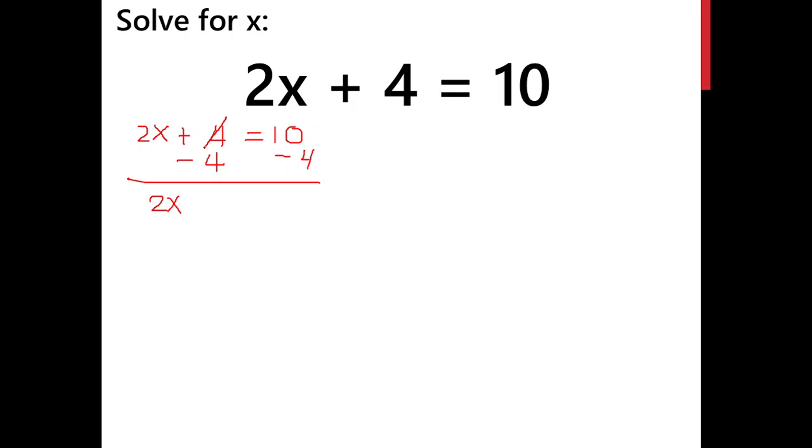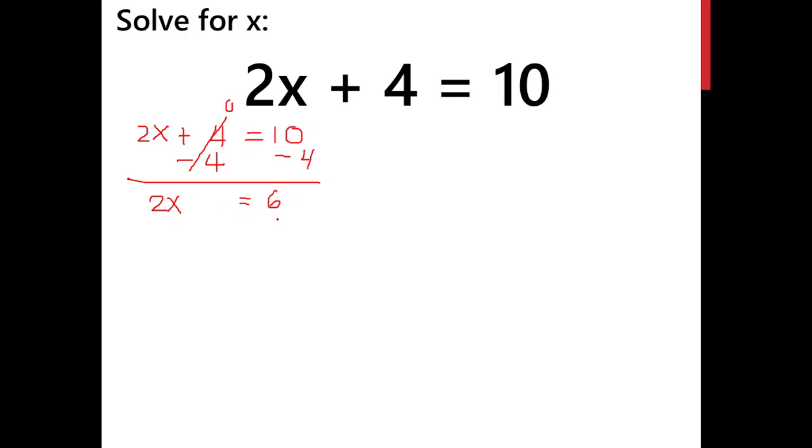Positive 4 and negative 4 becomes 0. I'll bring down the equal sign. 10 minus 4 equals 6. Is this our answer already? No, because our variable x still has a numerical coefficient of 2. We only need the value of x. So how do we solve for the value of x in this equation now?